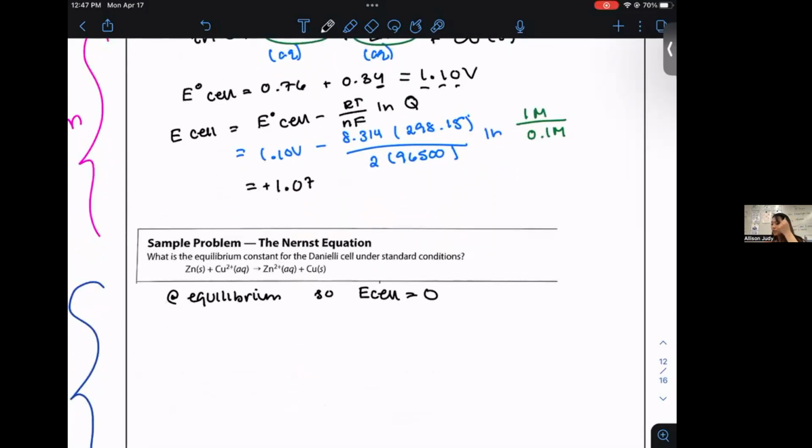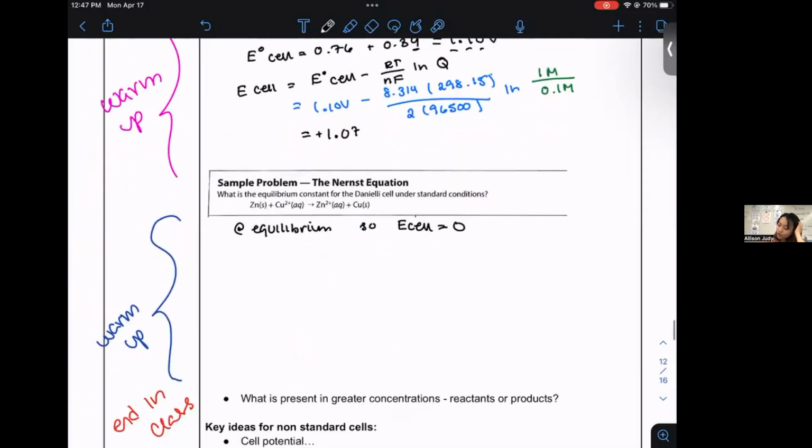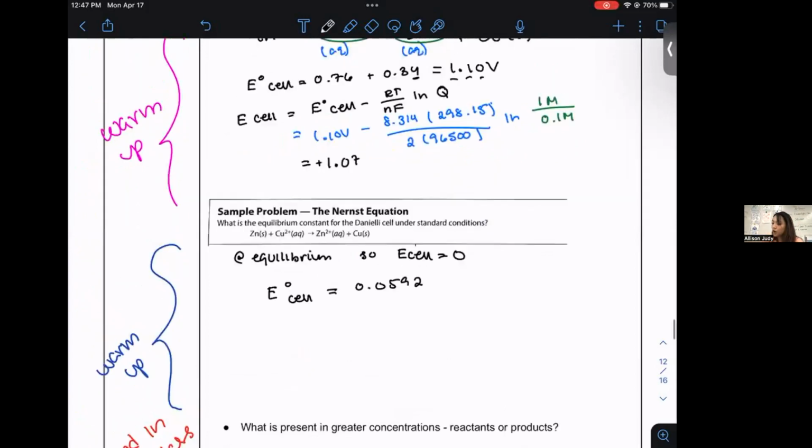Here we're told we're at equilibrium. So when we're at equilibrium, we can assume a couple things. That the E cell under non-standard conditions is 0. So that means that what your equation becomes is E naught cell, standard conditions, is equal to 0.0592, which is the calculation at room temperature, this whole constant right here. That is 0.0592, all over n, the number of moles, times log of K, the equilibrium ratio between products and reactants.